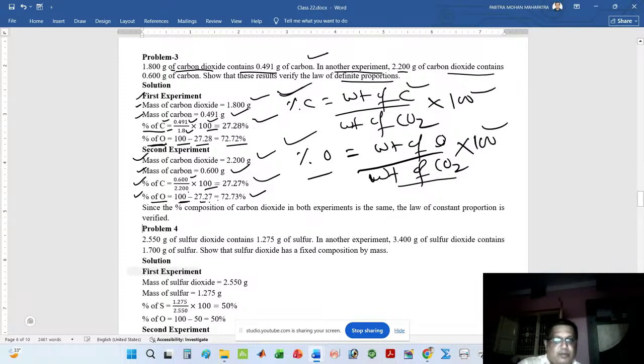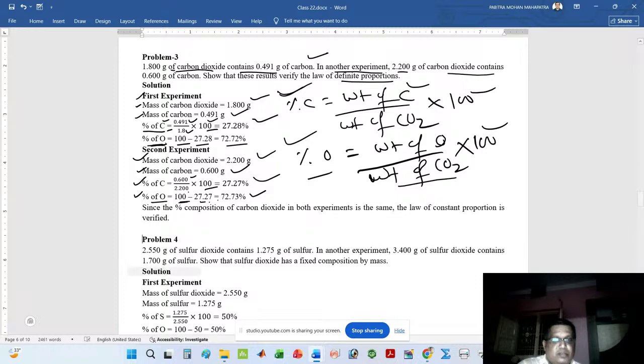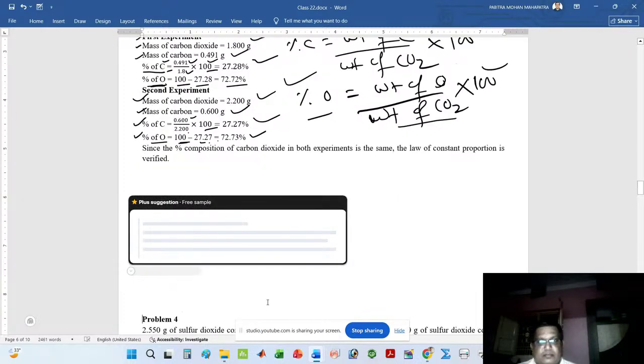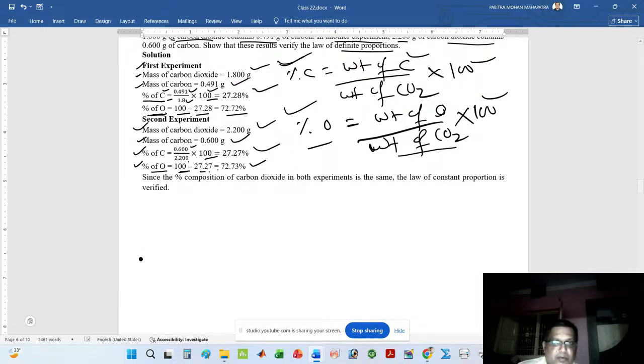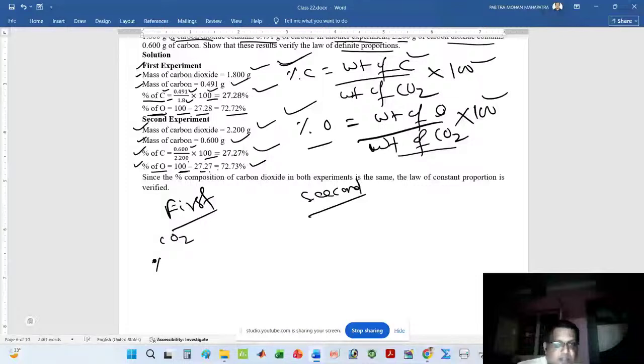If you think about both experiments, think about the first experiment. In the first experiment, think about the carbon dioxide. Percentage of carbon is 27.28. Percentage of oxygen is 72.72.